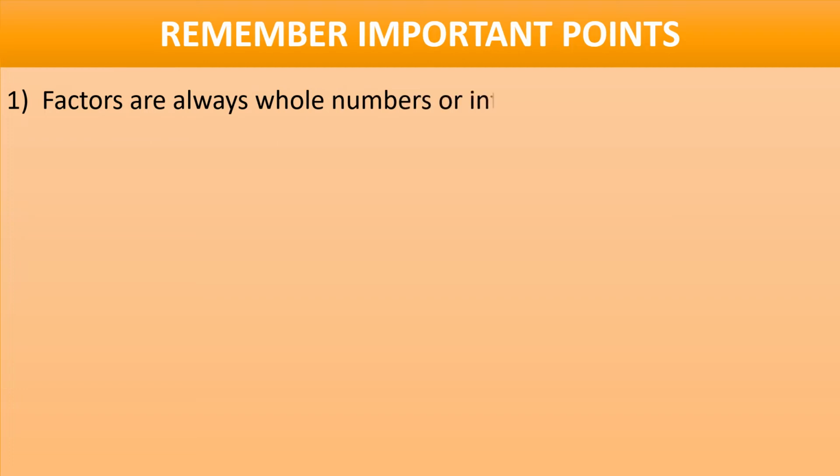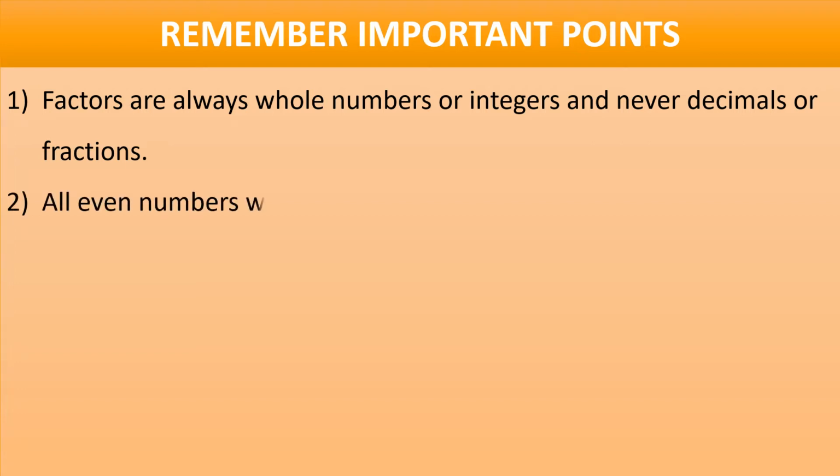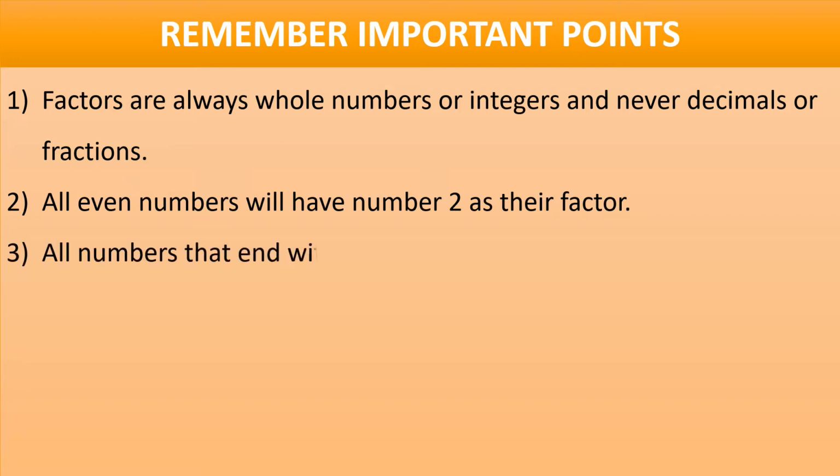You have to remember some important points to find the factors. Number 1. Factors are always whole numbers or integers and never decimal or fractions. Number 2. All even numbers will have number 2 as their factor. Number 3. All numbers that end with 5 will have 5 as their factor.